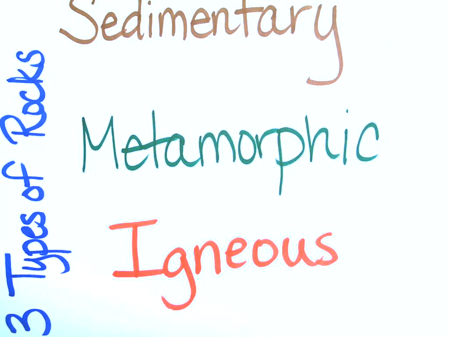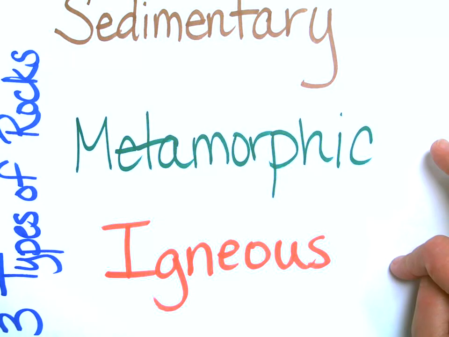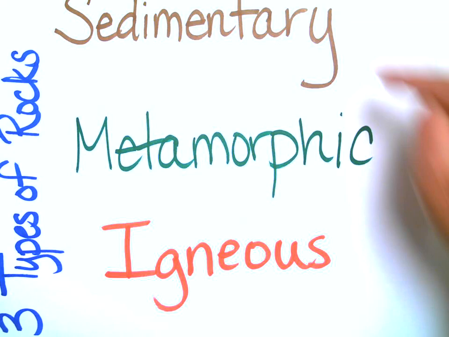So there are three main types of rocks. There are sedimentary, metamorphic, and igneous. We're going to start out by talking about the sedimentary.